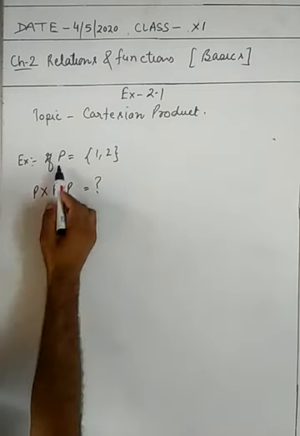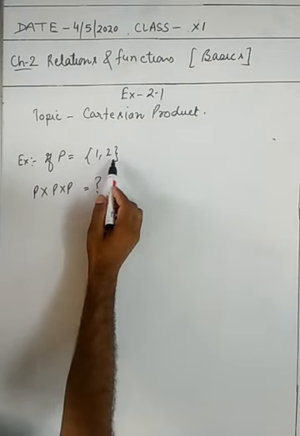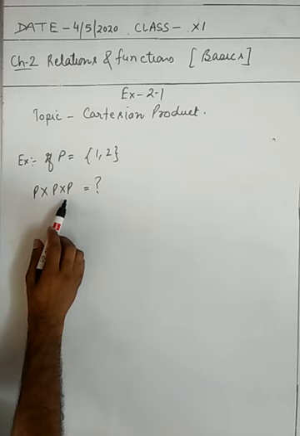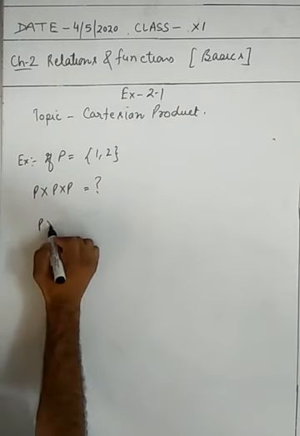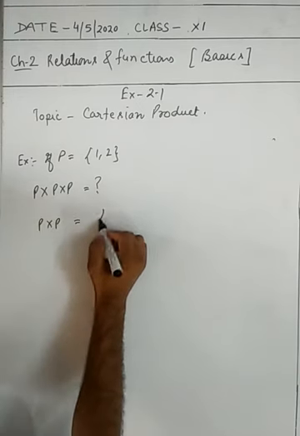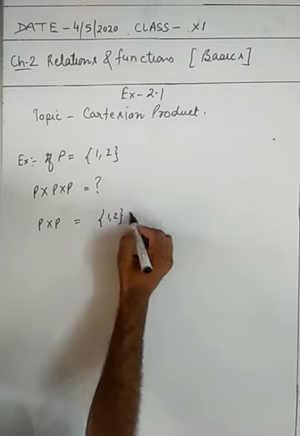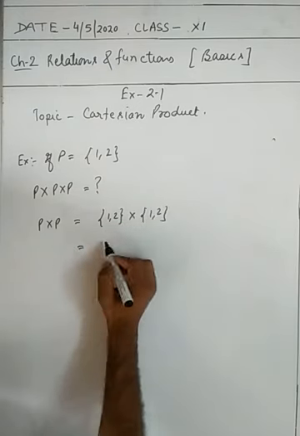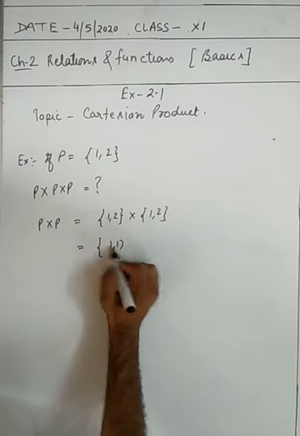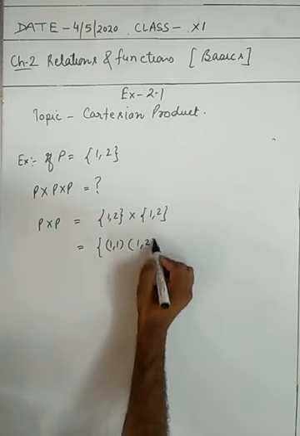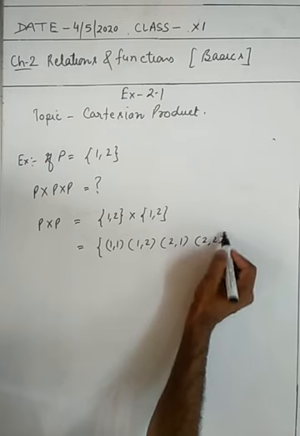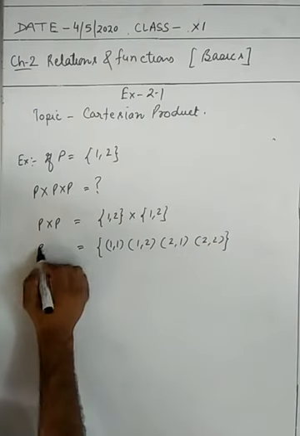In the next example, if P equals the set {1, 2}, then find P cross P cross P. First of all, we will find P cross P. This is {1, 2} cross {1, 2}. Find all the ordered pairs. This is (1, 1), then (1, 2), then (2, 1), then (2, 2). This is P cross P.